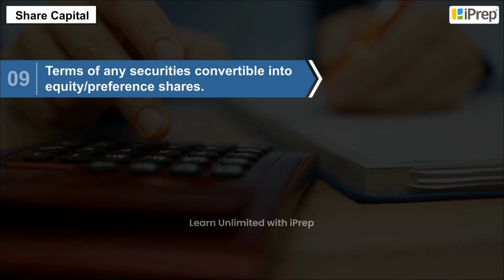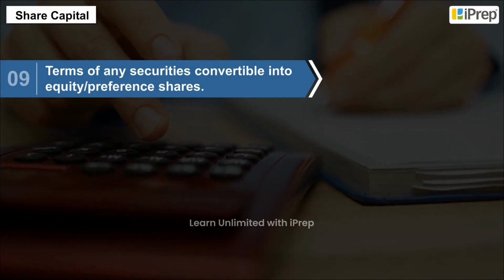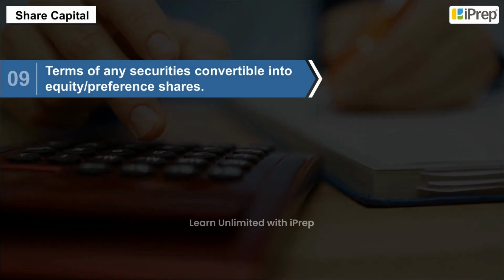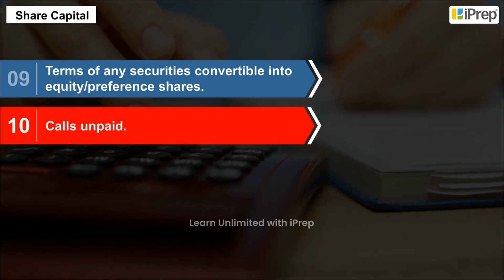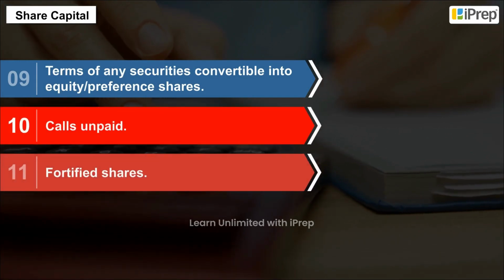9. Terms of any securities convertible into equity or preference shares. 10. Calls unpaid. 11. Forfeited shares.